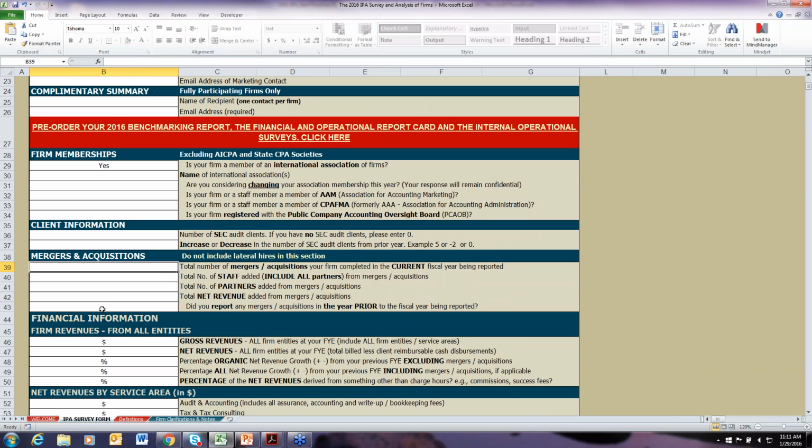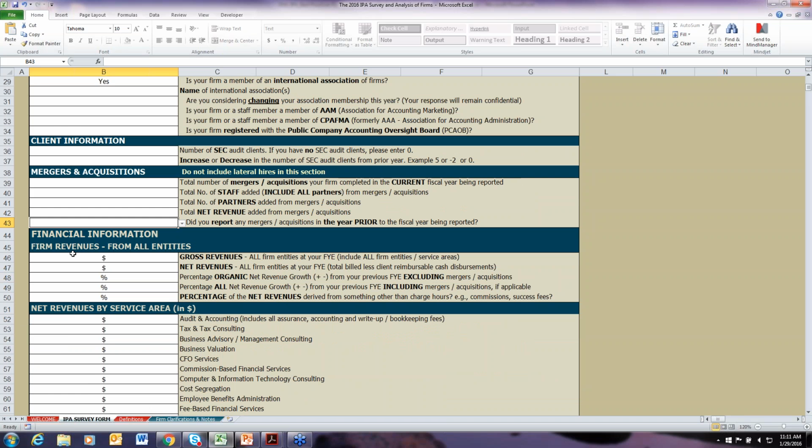Let's go down here to row 43. If you had a merger in the year previous to the fiscal year you're reporting on, please indicate so here. Again, notice the drop-down menu so you can select from that. Moving on to the section entitled Financial Information, let me point out some distinctions that will be important to remember.